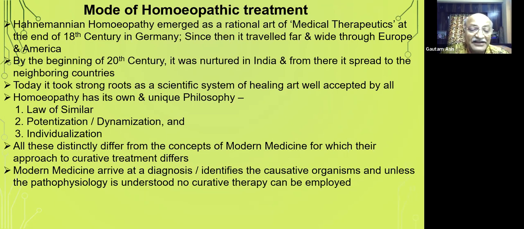Modern medicine arrives at a diagnosis and identifies the causative organism, and unless the pathophysiology is understood, no curative therapy can be employed. Without this, they don't give it. Take the example of COVID. Though it is not related to the GI system, one of the symptoms of COVID was diarrhea or gastric derangement. Without a COVID test, rapid antigen test, or maybe RT-PCR test, once it is not diagnosed, they will not give the medicine. They will give a line of treatment, a common protocol. They maintain a common protocol to give the treatment. But once it is established, then they give the medicine.